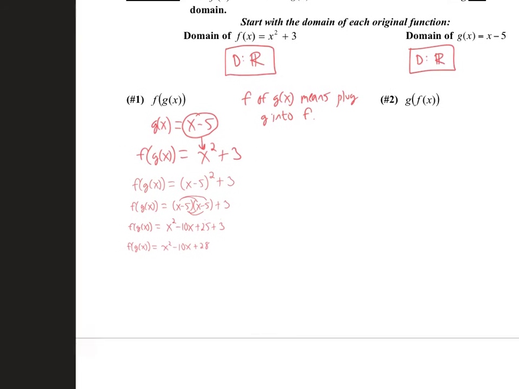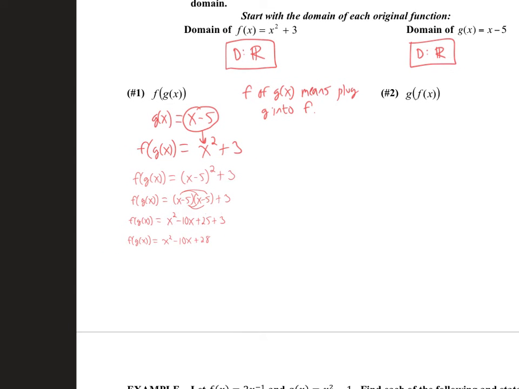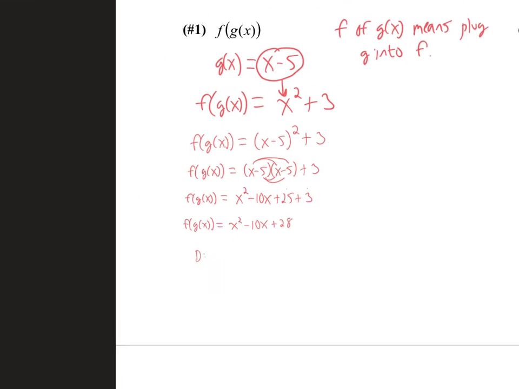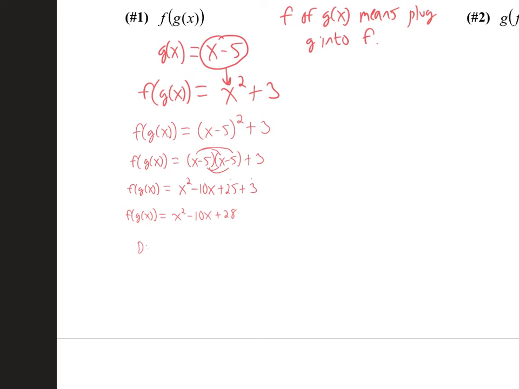So what's our domain? Well, our domain would follow what the domain is for f and g. First of all, that was just all real numbers, and we don't have any denominators here. We don't have any roots that are even. So our domain is just going to be all real numbers again. So this is our final answer. This is our f of g of x equals x squared minus 10x plus 28 by plugging g into f, and our domain is all real numbers. Okay?